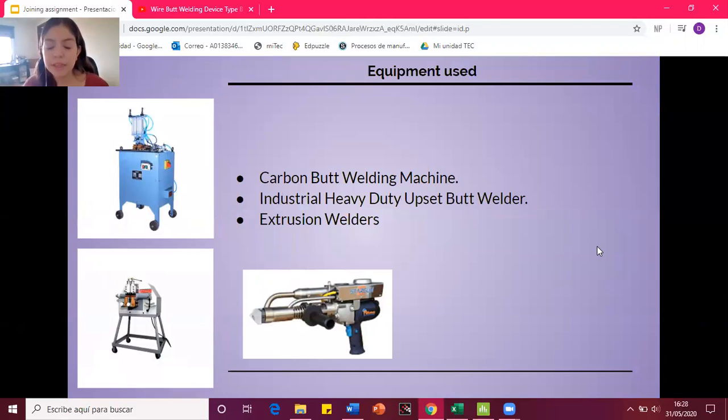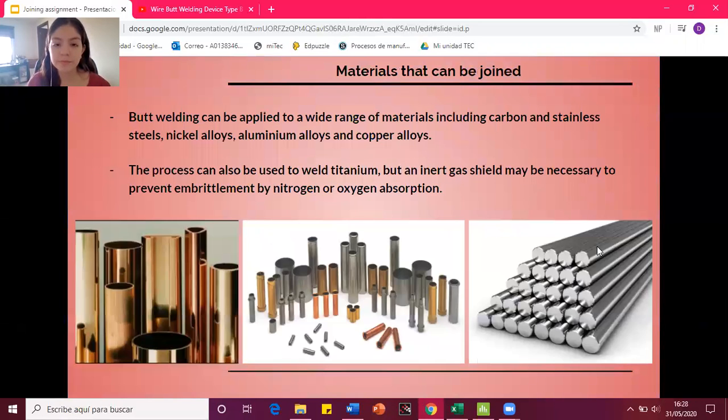Some of the equipment that is used in this kind of process is mainly the carbon butt welding machine, industrial heavy-duty offset butt welder, and extrusion welders. Something that is an advantage in this process is that it can be applied to a wide range of materials, including carbon and stainless steels, nickel alloys, aluminum alloys, and copper alloys. And it can also be used to weld titanium, but you need to use an inert gas to prevent embrittlement.